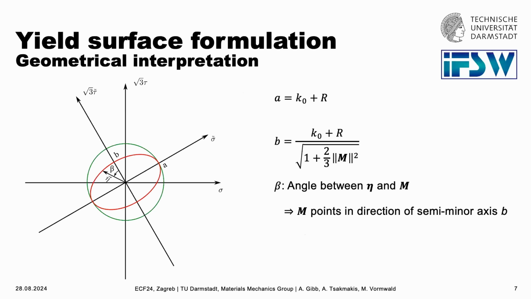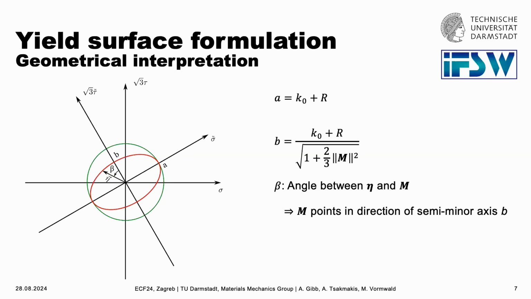So how does this yield surface look? We consider a two-dimensional stress state. So we have one normal stress and a shear stress. And as you probably know, the von Mises yield surface is a circle in this stress space. It's shown in green here. And this new yield surface is an ellipse. So it's rotated and deformed.